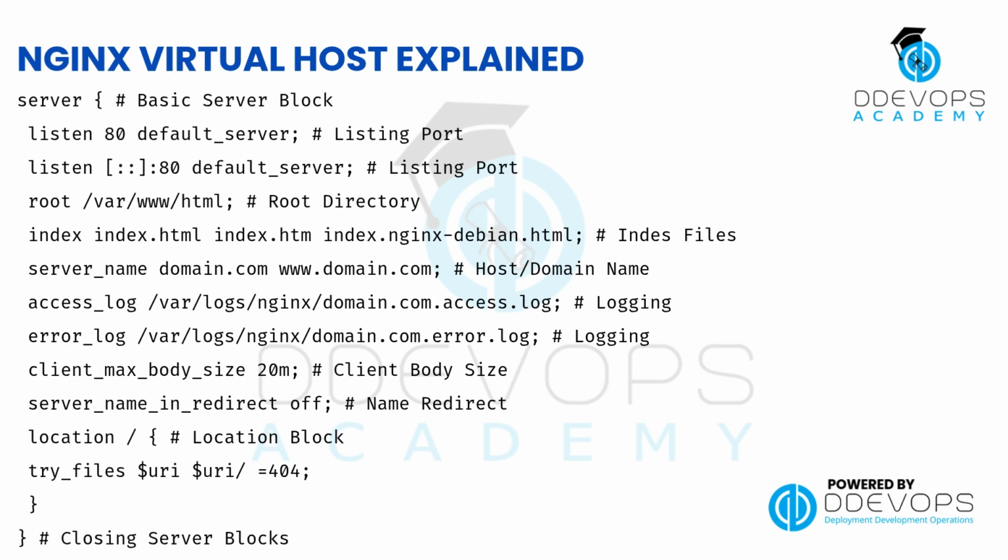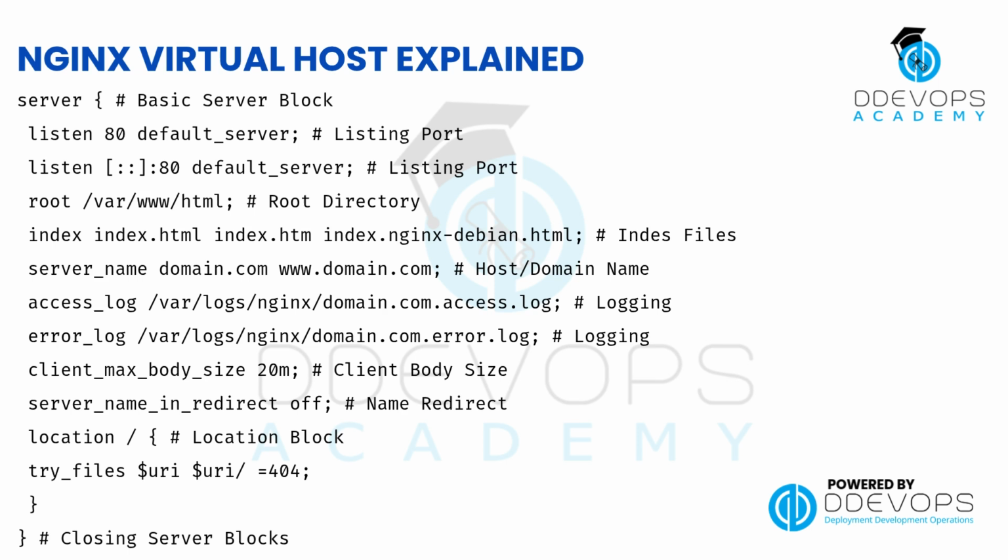Both domain.com and www.domain.com are covered. Logging: access log records every request to your site. Error log captures errors like 404s or server issues. Client upload limits limits the maximum size of client uploads. Example, file uploads. Here, it's set to 20 megabytes.